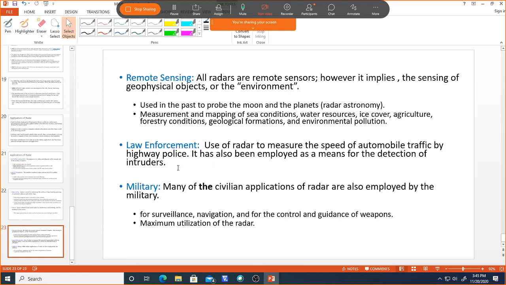As I said, most of the radars were developed for military applications. Other radar systems have been developed for civilian applications also, but the maximum utilization of radars is only for military purposes. So this is about the applications of radar.